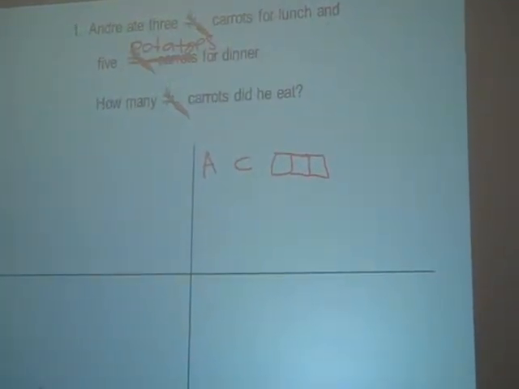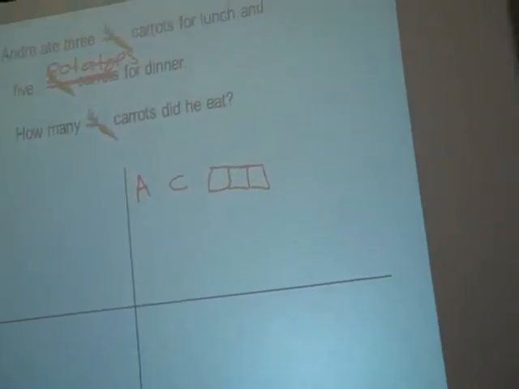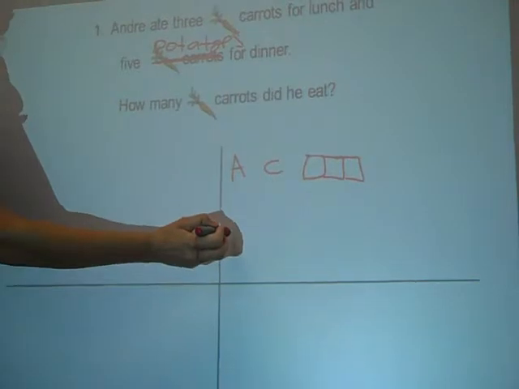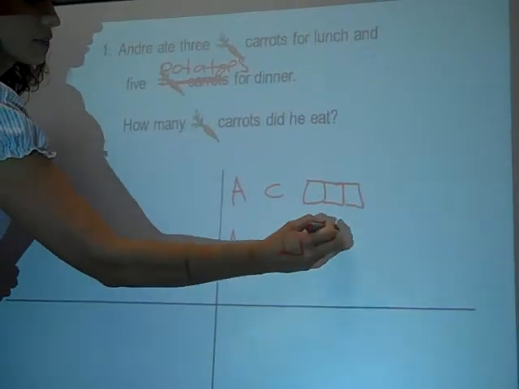We still have Andre, there's no other who, but we have a different what. Because we have a different what, those are two separate things, we need two separate unibars. So we have Andre again, and this time he has potatoes, and he has 5 potatoes.